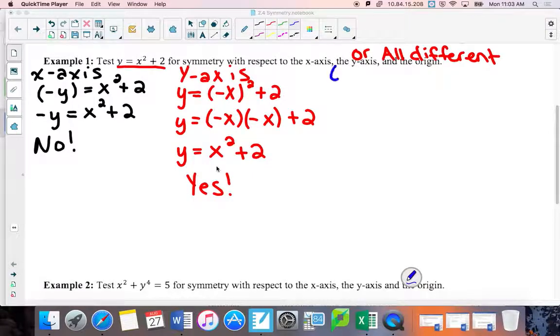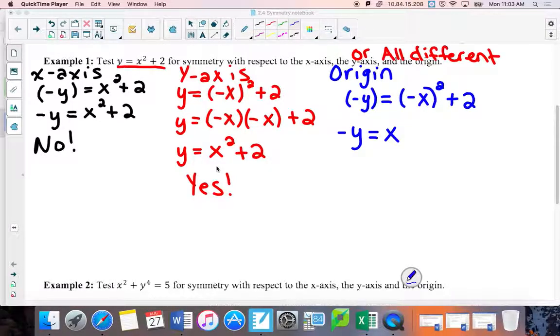All right, testing for the origin. We have to do both. So we're going to replace y with negative y and x with negative x. Simplifying what we can, this is going to be negative y equals, we already did that simplification in red, it becomes positive x squared plus 2. When I look at that equation underlined in red, negative y, positive y, those do not match. The x squareds match, the plus 2's match. So it's not all the same and it's not all different. So this is not symmetric to the origin.